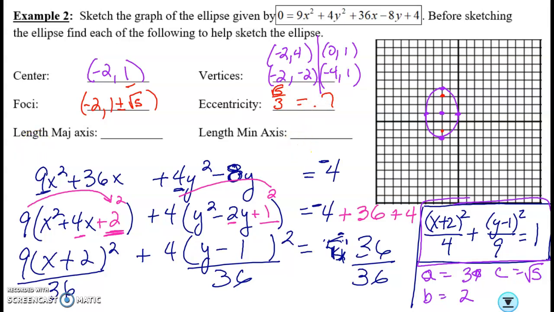And now they threw in some major and minor axis lengths just to make sure you know which one's which. So the major axis is the bigger one. The length on each side is 3, so you would double that and get 6. The minor axis is the one that goes this way. The length on each side is 2, so you would double that and get 4.